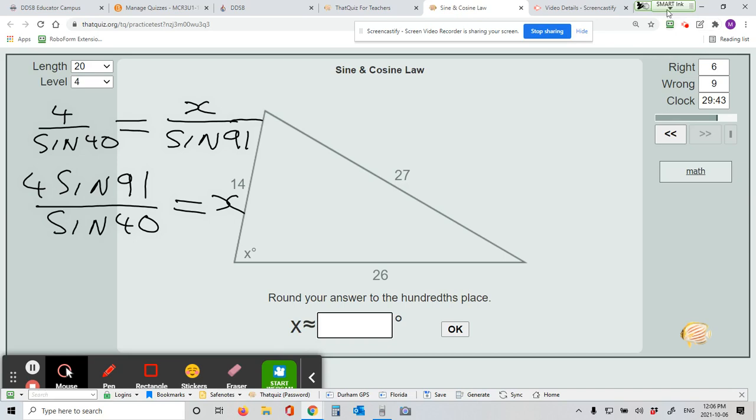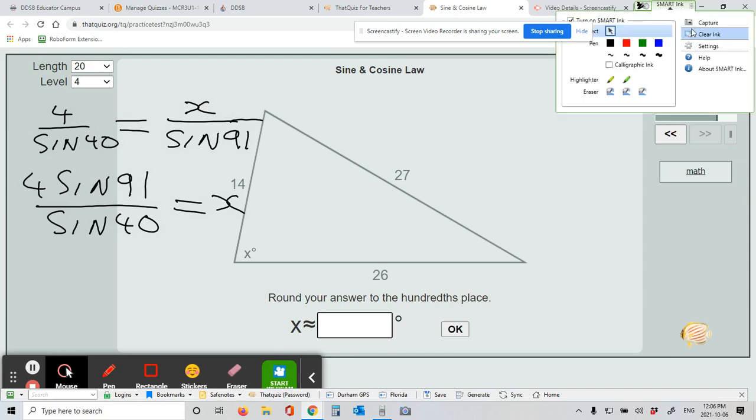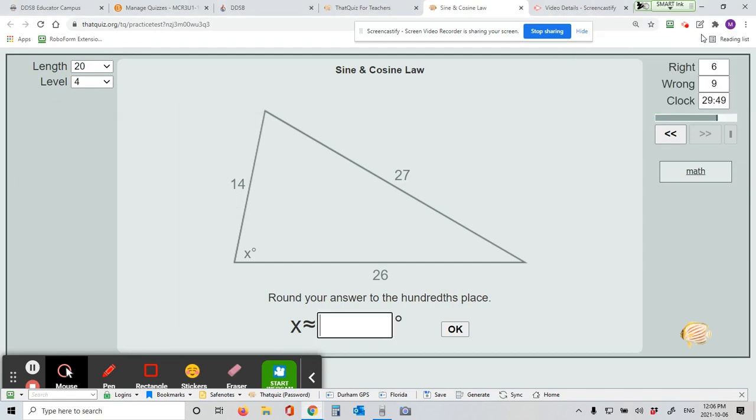Let me erase all of this. It's much easier using the smart board for this, but I just wanted to actually do the questions on the board as they came up.